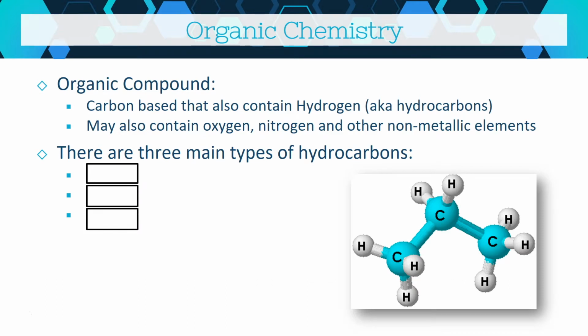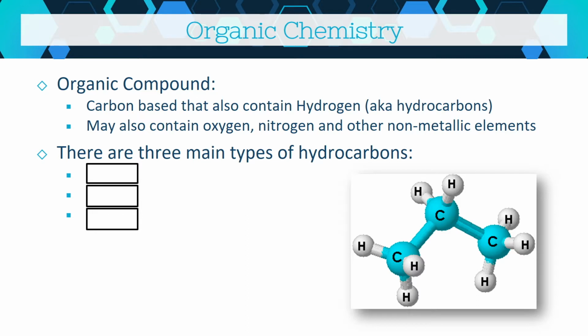All right, time to dig into a little bit of organic chemistry. So first things first, you need to understand what an organic compound is. An organic compound is a carbon-based compound that will also contain hydrogen, aka hydrocarbons. You'll find that these can also contain nitrogen, oxygen, other non-metallic elements, but they don't have to. They do have to have carbon with hydrogen in them.